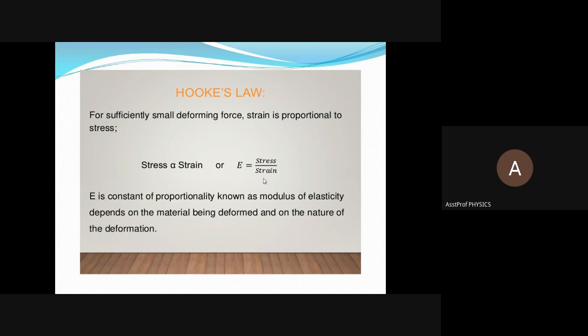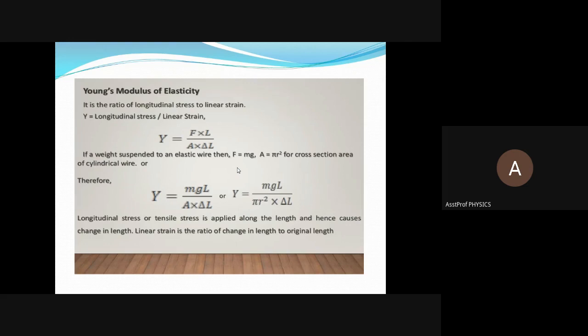So the first type of modulus is the Young's modulus. When you call it Young's modulus, the change in dimension happens along the length, in only one direction. Here I am talking about only one-directional change in dimension. That type of modulus of elasticity is Young's modulus of elasticity.